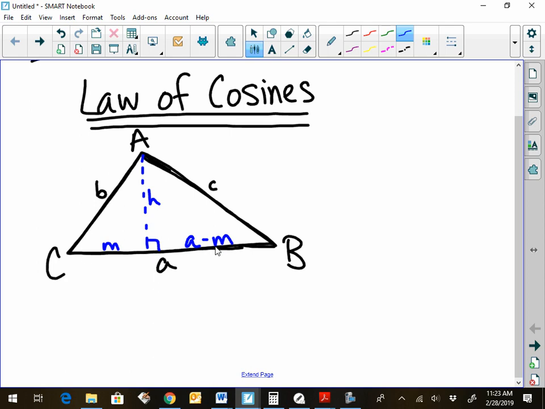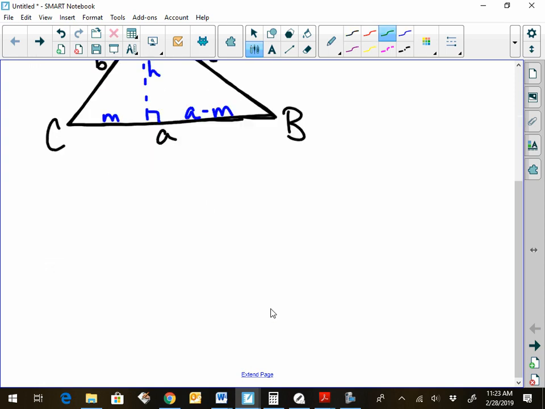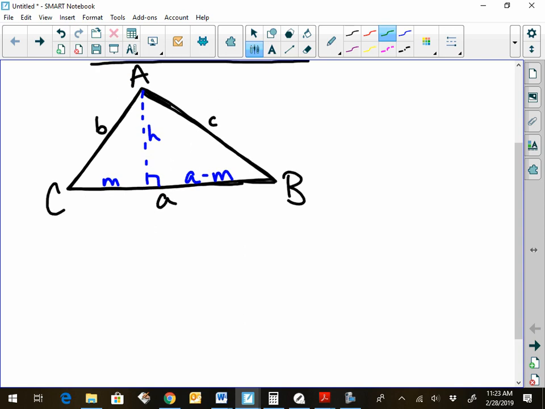Really, these are both just talking about this side a and different parts of side a, but we want to break it up to help us figure out our law of cosines. So we're proving this in order to be able to use it in our next class. First, let's think about cosine, in terms of angle C. The cosine of C, we know, is adjacent over hypotenuse. So adjacent would be M, and our hypotenuse there would be b.